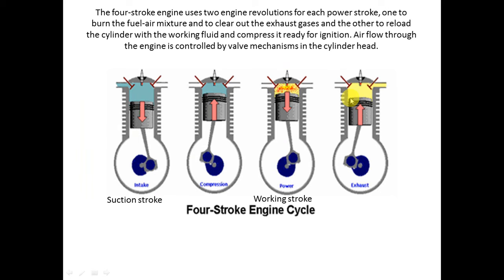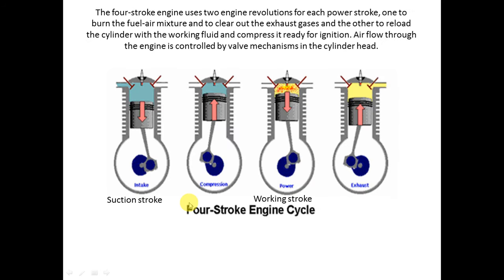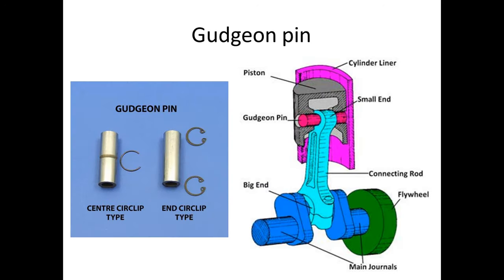And this is the exhaust stroke after the power generation. As the piston moves through the end of its downwards travel, the exhaust valve is opened, and the upward movement of the piston expels the exhaust gases. After the exhaust stroke, the cycle starts again. These are some of the basics of automobile engineering.